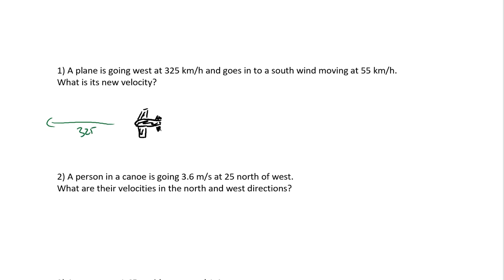So if there's a wind coming along, so here's my wind, and the wind's going down at 55 kilometers an hour. Now, obviously, as the plane goes towards the left, it is going to get pushed down. So the plane's going left, the wind's going down, it's going to go down left. And we can use vectors to see exactly what the new velocity would be. So I'm just going to start with the plane. I'll use my arrow tool here. I'll start with my plane. My plane is going at 325 to the west.